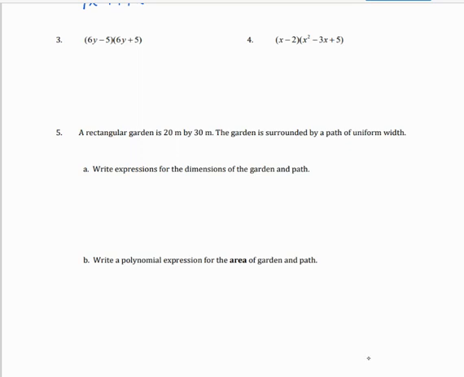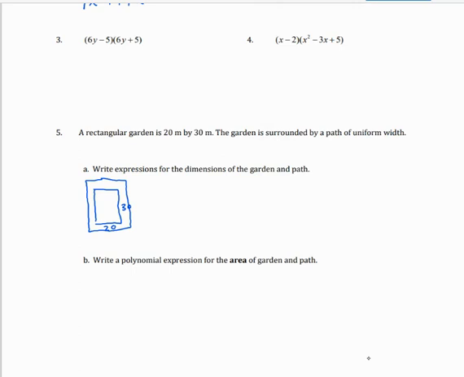So what we have here is a garden that's rectangular, okay? It's 20 by 30. And then around it is a sidewalk. I'll do my best to sort of draw that with uniform width. So around it is a sidewalk. So we want to know what are the dimensions of this new figure. So I'll use orange here.